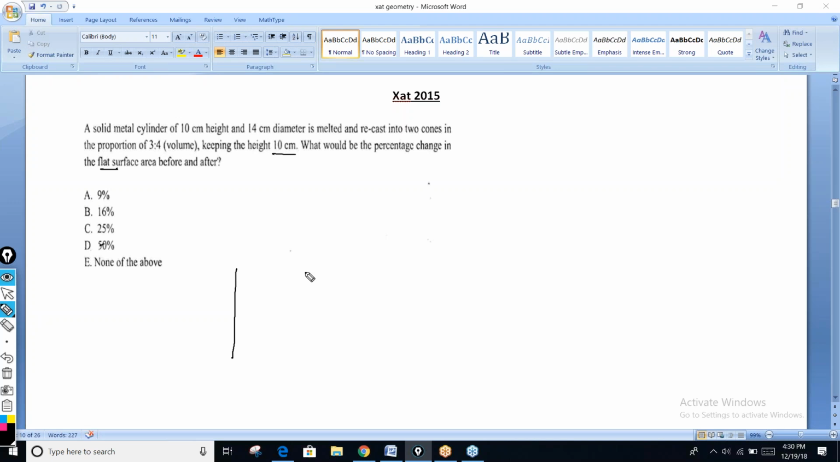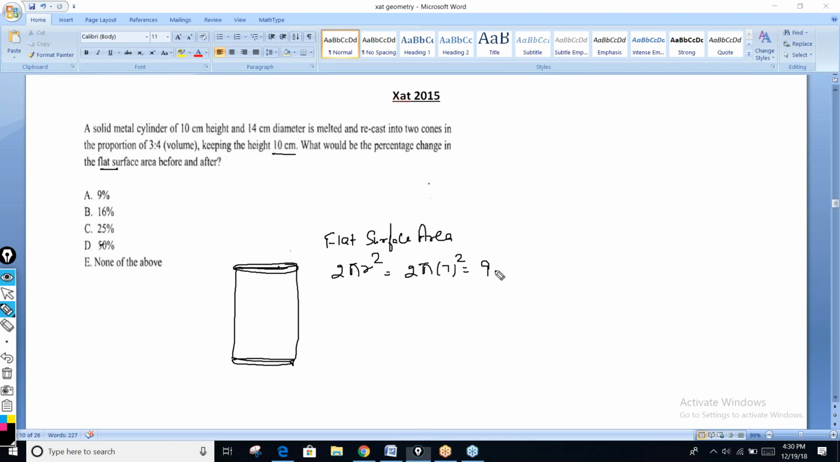Now, if we talk about the cylinder, the flat surface area, we are talking about this area and this area. We are not talking about the curved surface area, and not the total surface area. We are talking about the flat surface area, which is πr² plus πr², that's 2πr². The earlier radius was 7, so the earlier flat surface area is 98π.